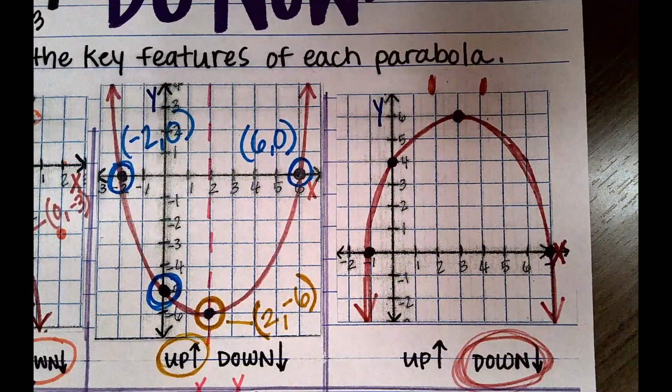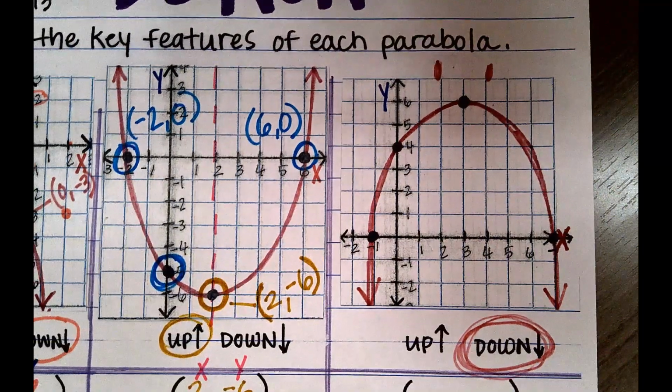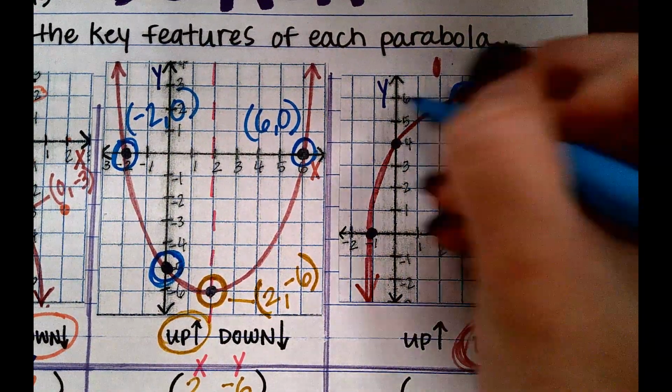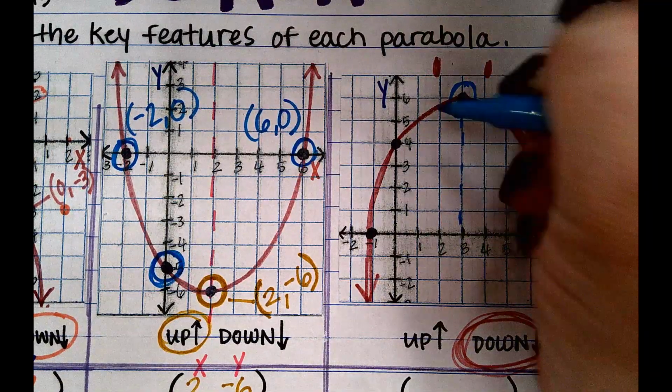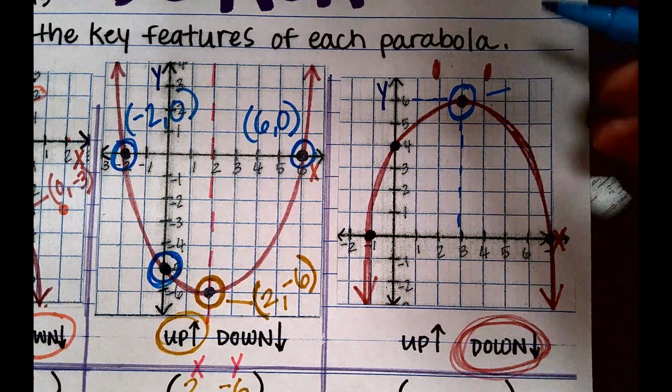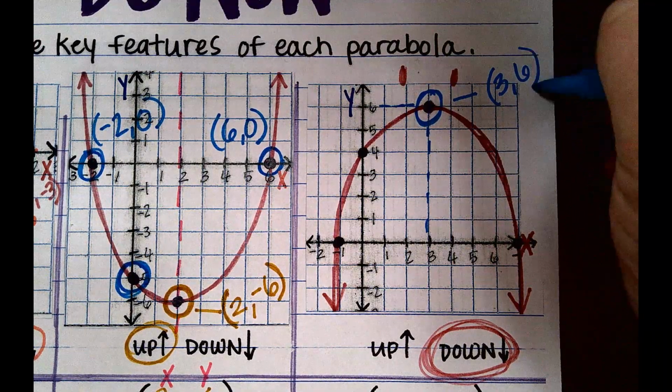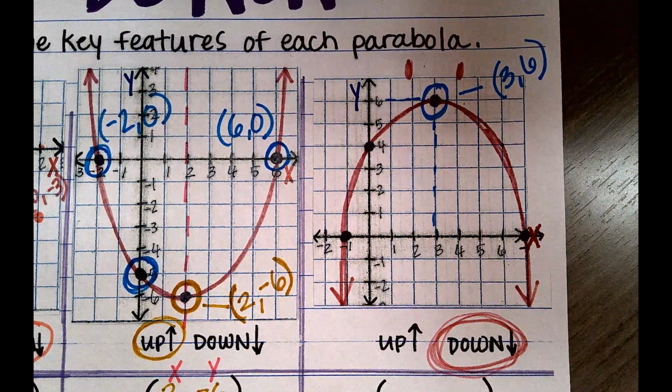Jessica, yes. The vertex is (3, 6). Looks like one of them fish on SpongeBob. Yes. Oh my gosh, it does. Girl, you're right. That's so good. It really does.